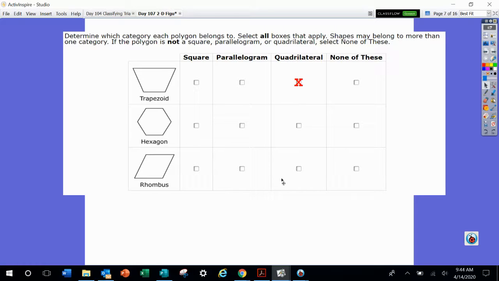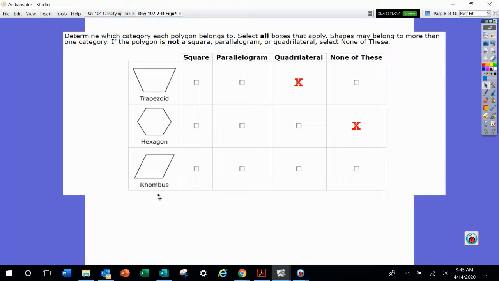Okay, let's look at this one. A hexagon. Let's see, we have 1, 2, 3, 4, 5, 6 sides in a hexagon. Is a hexagon a square, a parallelogram, a quadrilateral, or none of these? A hexagon is none of these. It is not a four-sided shape. Not all of its sides are parallel to another, and it is not a four-sided shape that has 4 right angles and 4 equal sides. So it's not a square either.